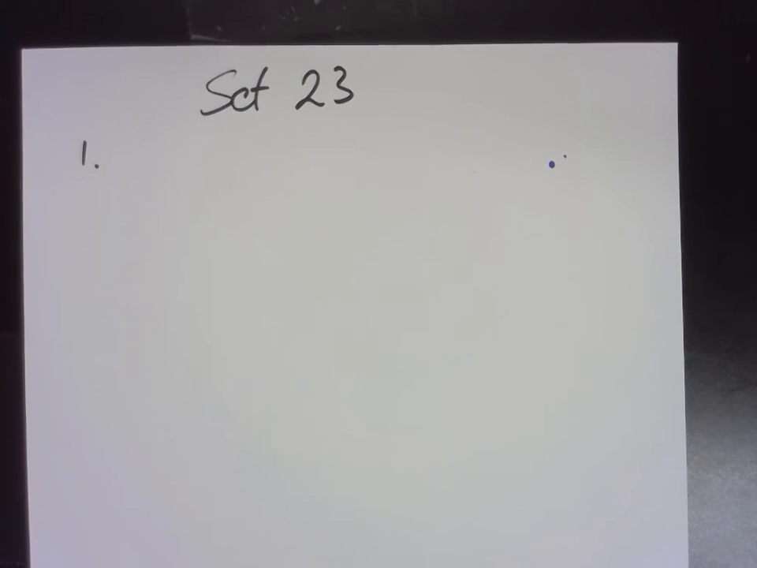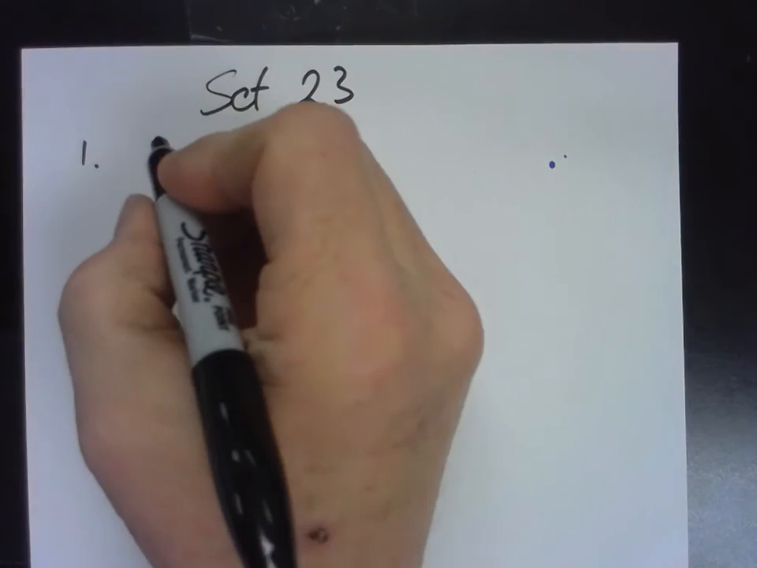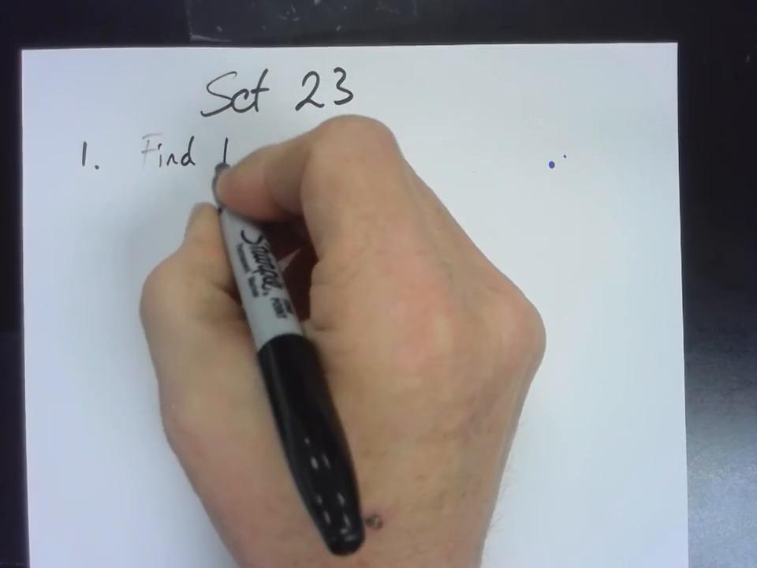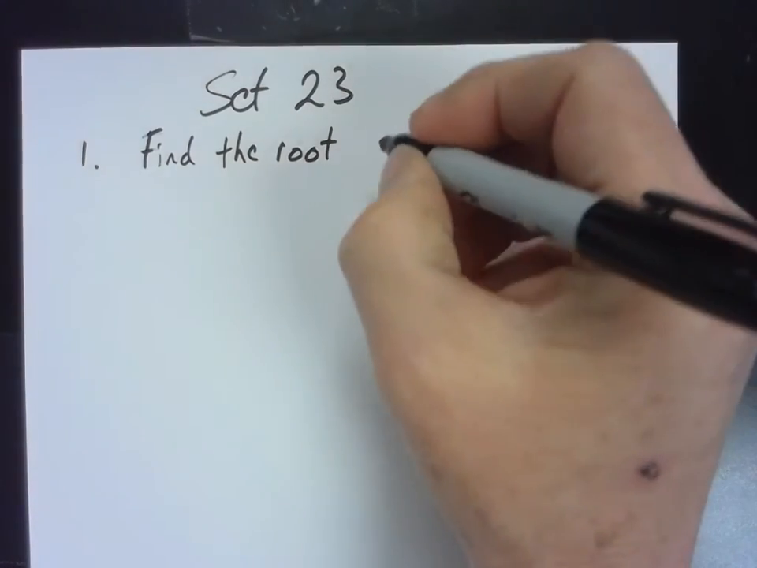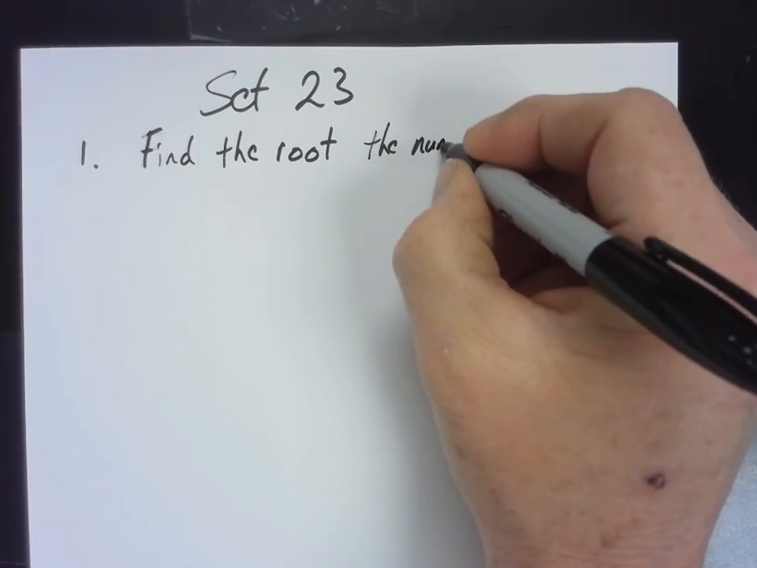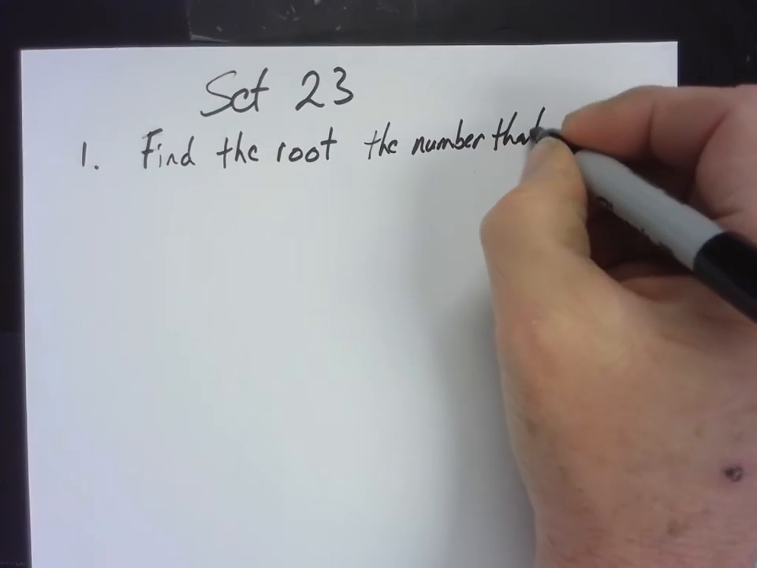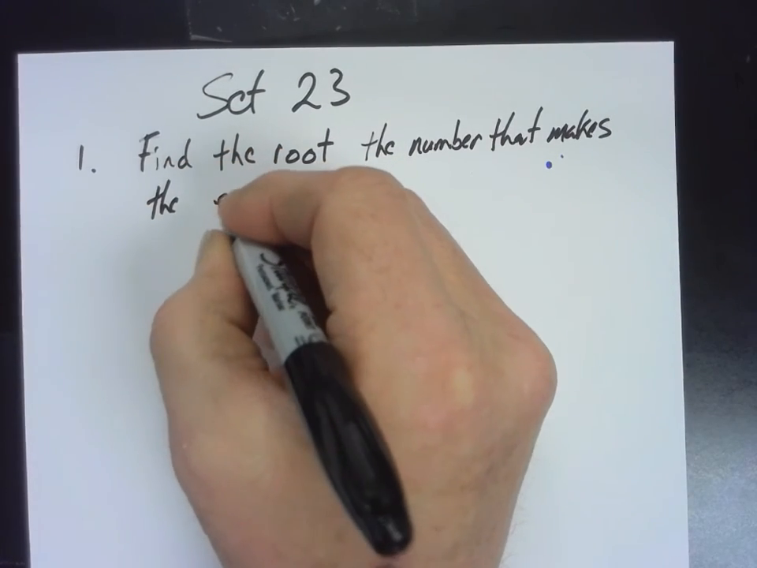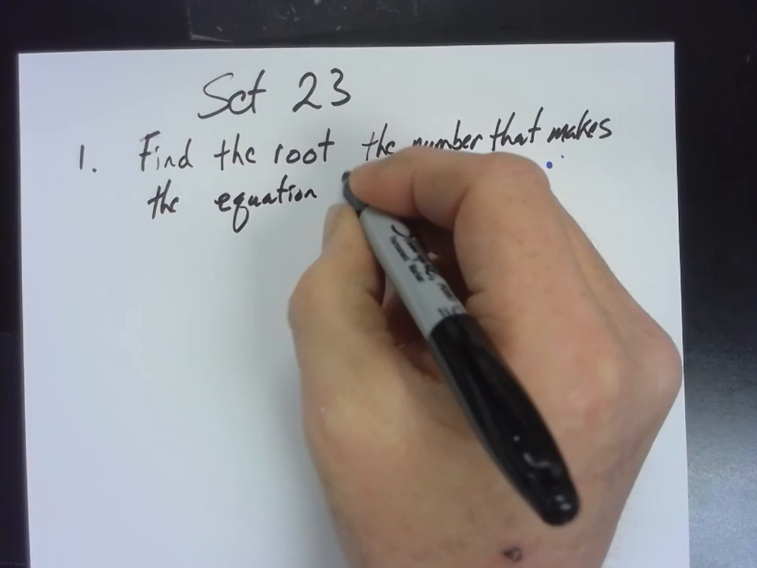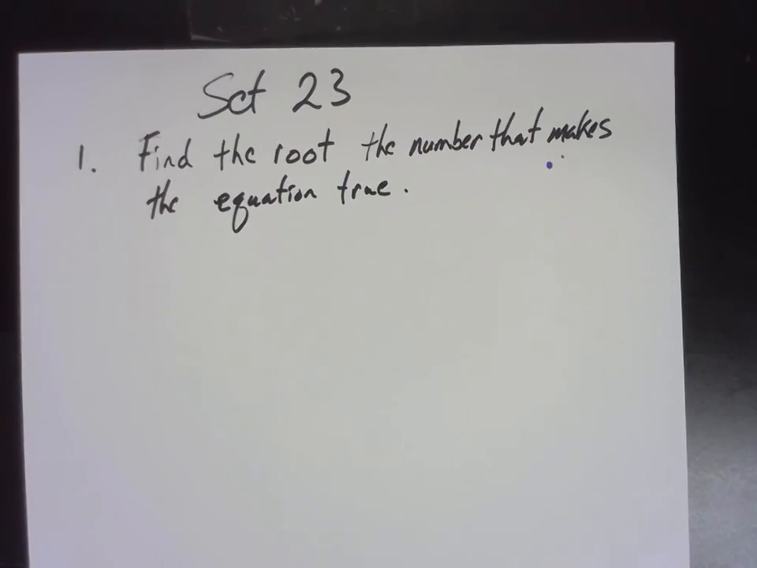What's that? You're finding the number that makes it true. Number or numbers. You're finding the value that makes it true. We find the roots. The root or the roots. And that's the number that makes it true. So that's all we're doing when we're solving an equation, is finding the number that makes it true.